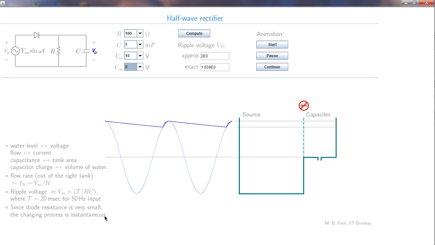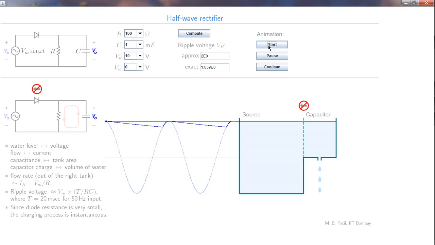So what we will do is we will just let the animation run for some time and then comment on what's happening. So just observe for 2 cycles.